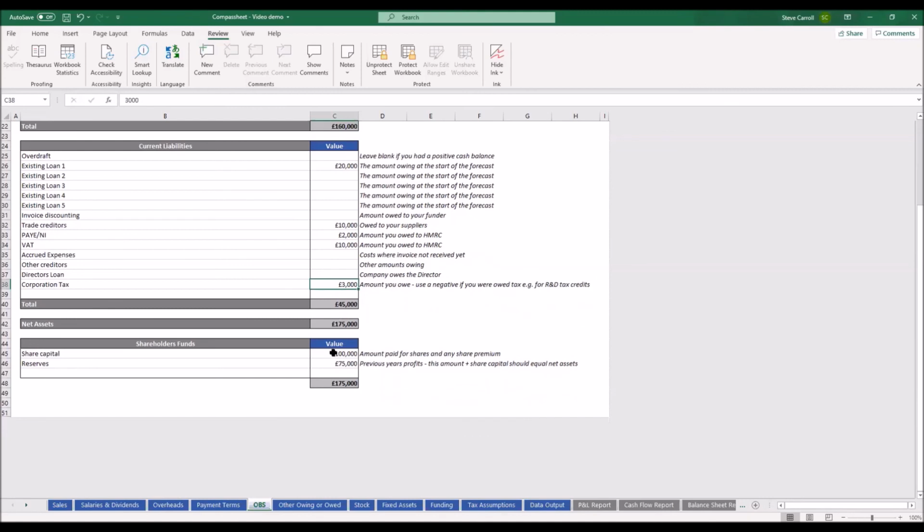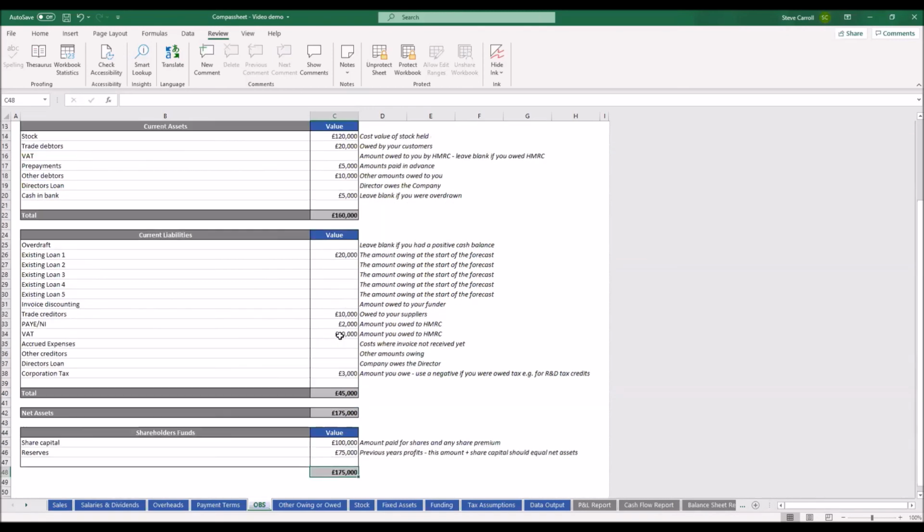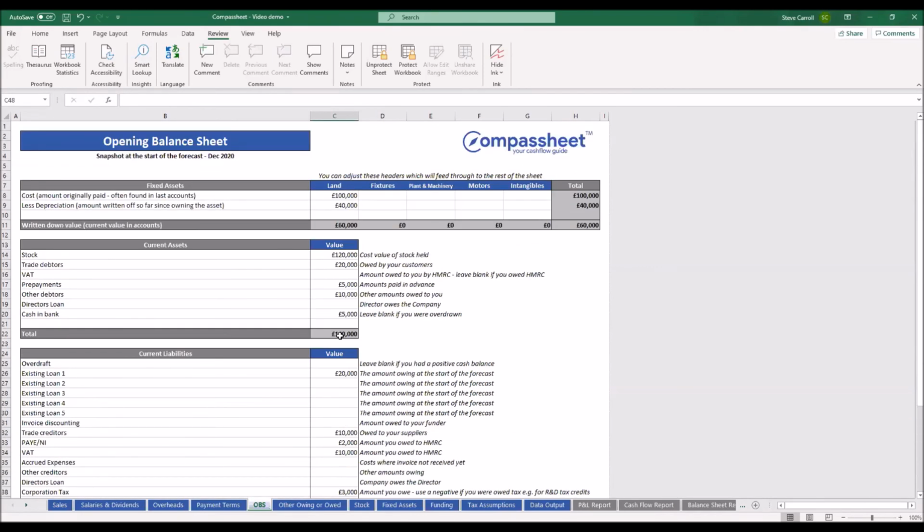Feed those in. Share capital and reserves. Generally, these are the figures that balance it off. From an accounting point of view, these two figures should balance. If they don't, a little warning comes up telling you that they don't balance. And then you've got the model, and that completes how to fill in the opening balance sheet tab of the Compassheet model.